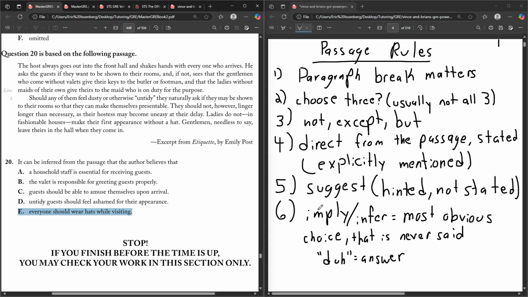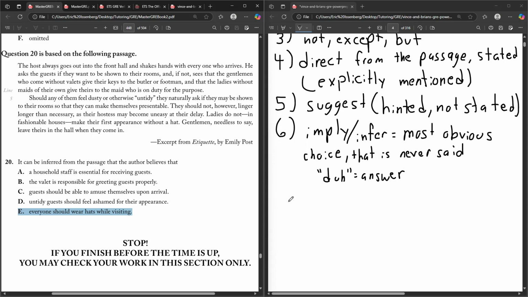Okay, I hope it helps, because it certainly helped me. I gotta say, before I learned this rule, I got every single imply and infer wrong. It was my worst question. Afterwards, I got every single imply and infer correct. So it's very helpful. Okay. After this, it gets a bit more straightforward.